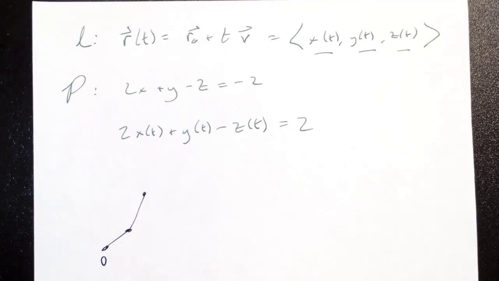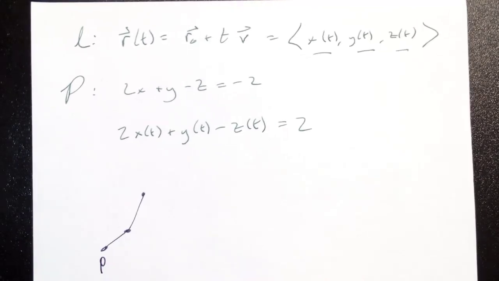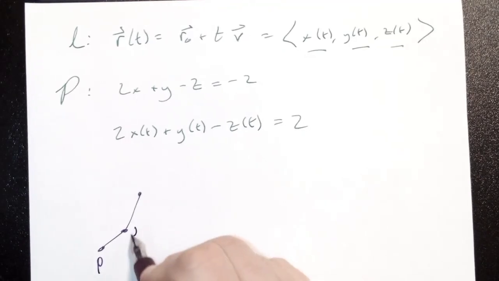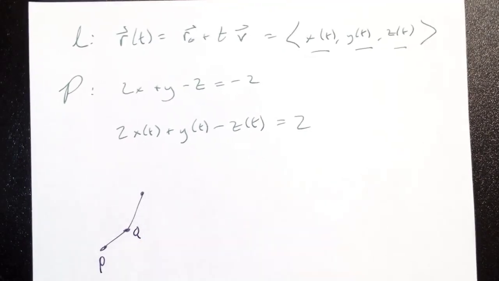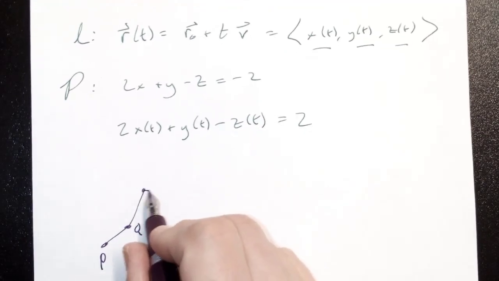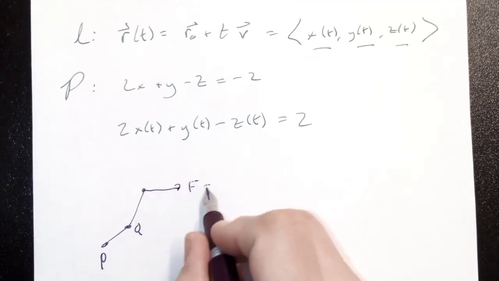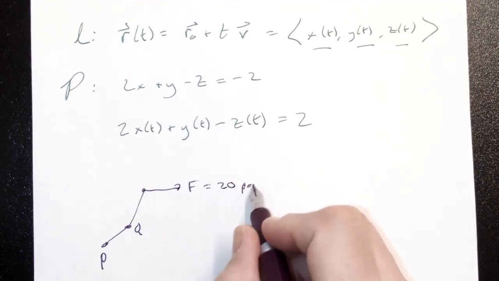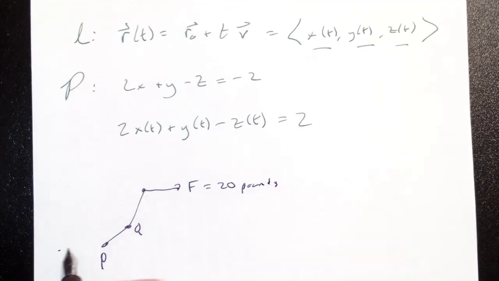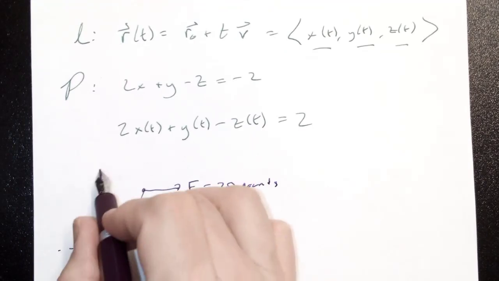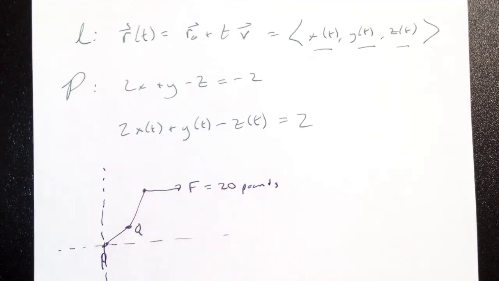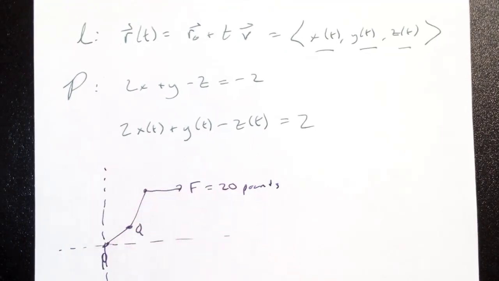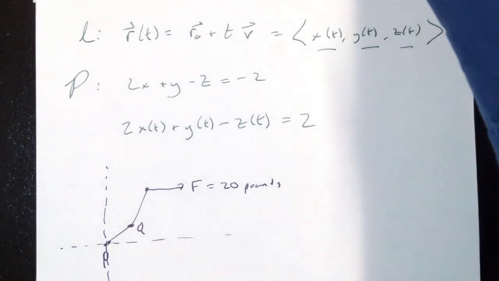This is our origin. I'm sorry, that's our point P. Then we have a point Q here, and we have the top of the handle up here. And we're told that we are pulling with 20 pounds of force in a horizontal direction. I'm going to go ahead and make the origin of this system go through the point P.